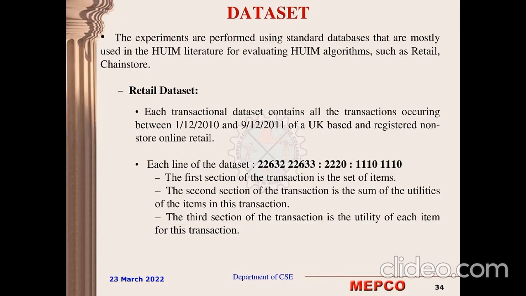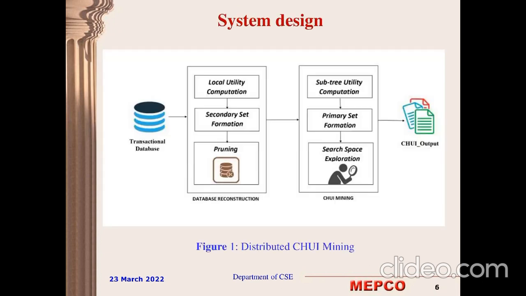We employ standard databases that are often used in the high utility itemset mining literature. Each transaction in the retail dataset is divided into three parts. The first section contains item IDs, the second contains transaction utility, and the third contains individual item utilities. We use the datasets Chain Store, Foodmart, BMS, Pumsb, and Connect, which include similar information as retail.